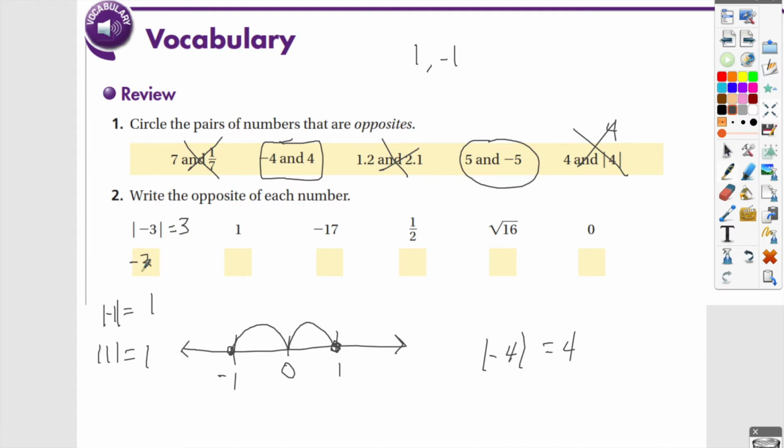Anyways, the absolute value of -3 is going to be 3, so the opposite of that would be -3. So the absolute value of -3 is still -3. 1 becomes -1. -17 becomes 17. 1/2, we're not flipping it, so it's still going to stay 1/2. We're just going to make it negative. Now again, we have to simplify. So we have the square root of 16, which is 4. So what is the opposite of 4? -4. And 0. It's not positive, nor is it negative. Therefore, the opposite of 0 is actually going to be 0.